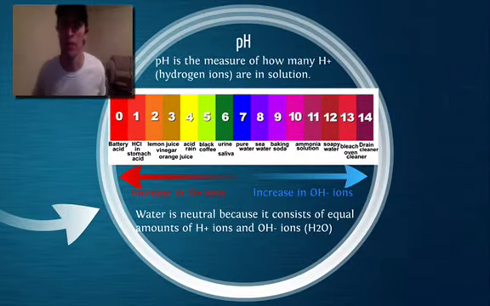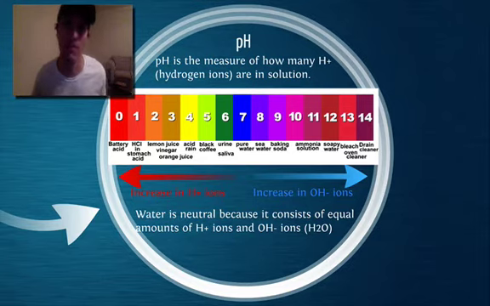All right, last one I'm going to talk about is pH. Okay, pH is the measure of how many hydrogen ions are in solution. Okay, and it's on the scale of 0 to 14. And 7 is neutral. 7 is pure water. Okay, and water is neutral, if you think about H2O.